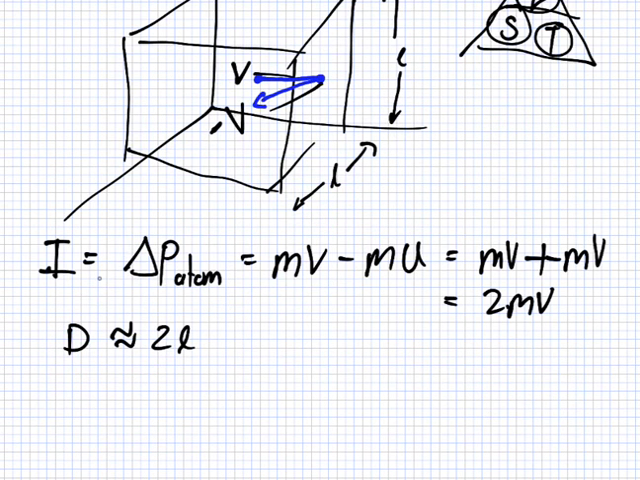So if the distance is 2L, what's the time? Time is distance divided by speed. And the speed, of course, is constant. All right.